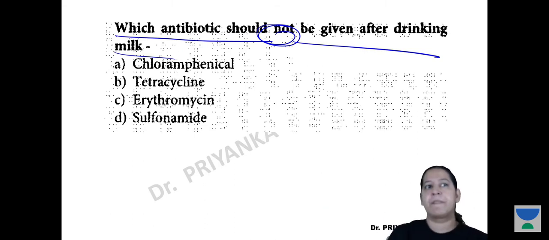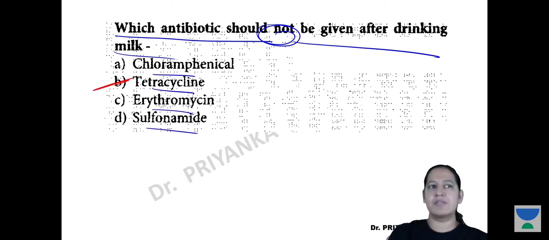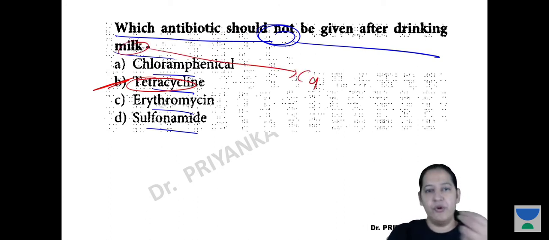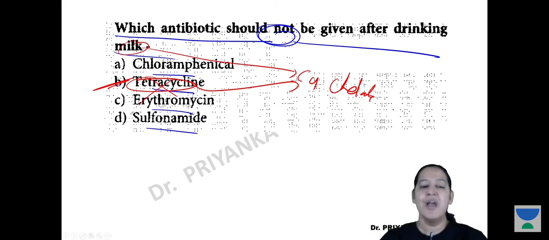Which among them? The options are chloramphenicol, tetracycline, erythromycin and sulfonamide. So yes, you all are right. The correct answer here is of course tetracycline. Why? Because milk contains calcium, and if you take tetracycline with a glass of milk, tetracycline will form chelate with the calcium present in the milk and it will be inactivated. It will not show its action because it will chelate. So never take tetracycline with milk.